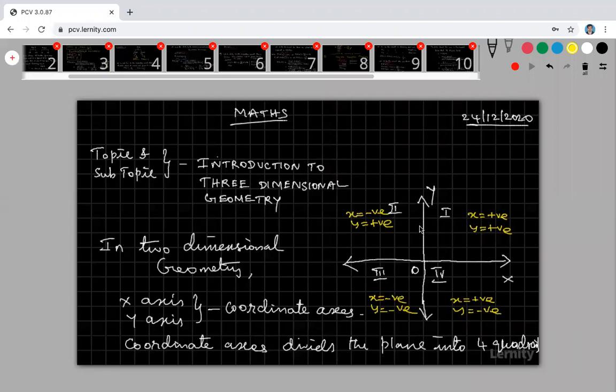So in two-dimensional geometry, the x-axis and y-axis are called coordinate axes. These two coordinate axes divide the entire plane into four regions called quadrants. First quadrant: x positive, y positive. Second quadrant: x negative, y positive. Third quadrant: x negative, y negative. Fourth quadrant: x positive, y negative. This you already know.